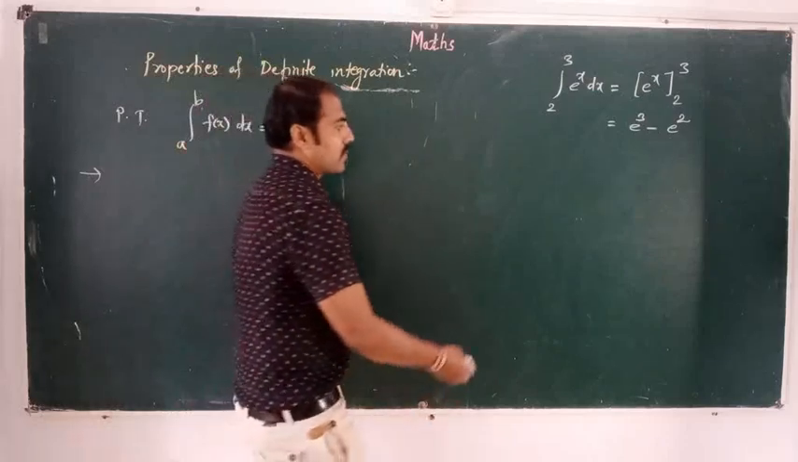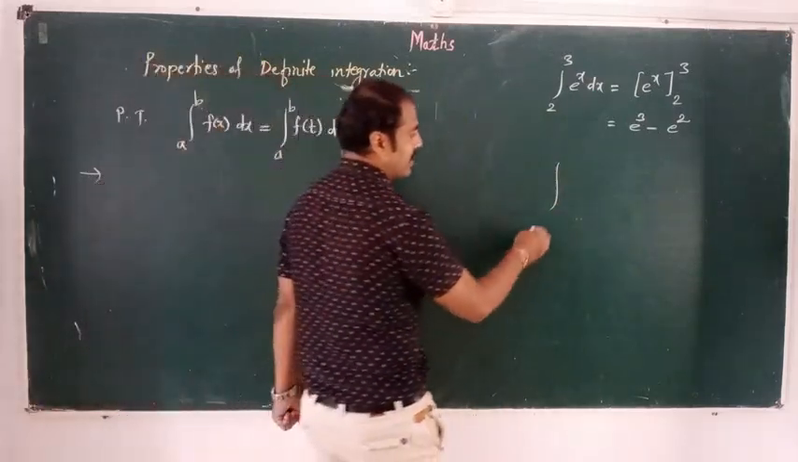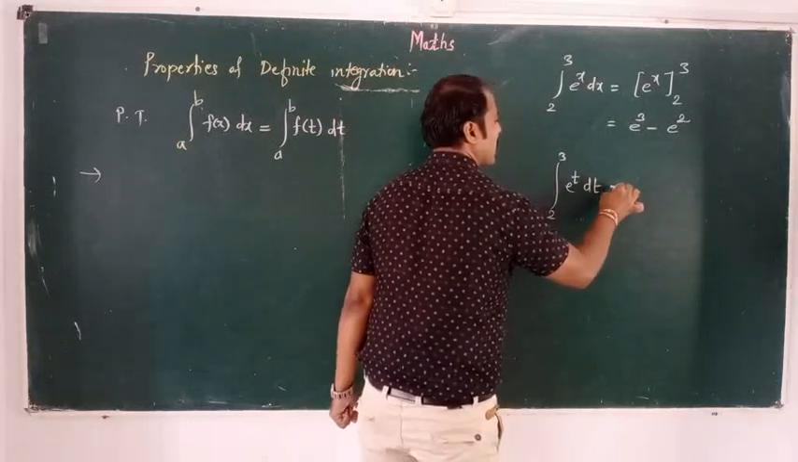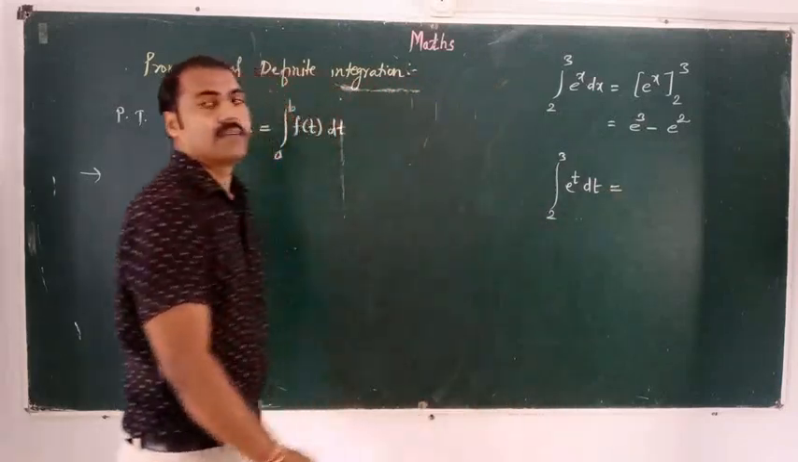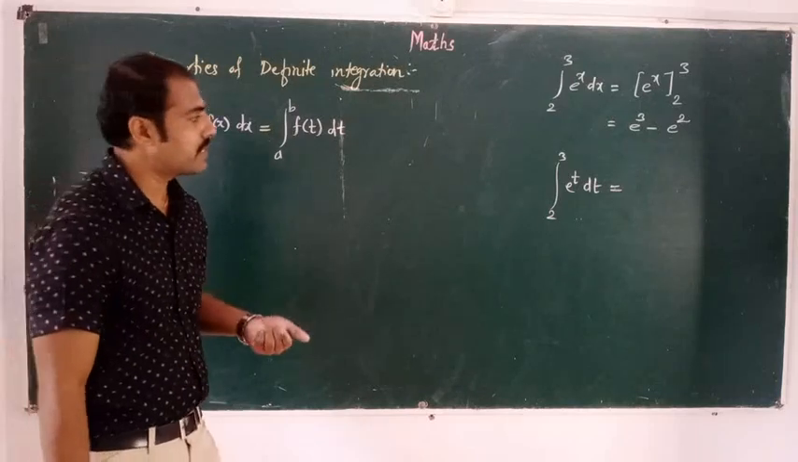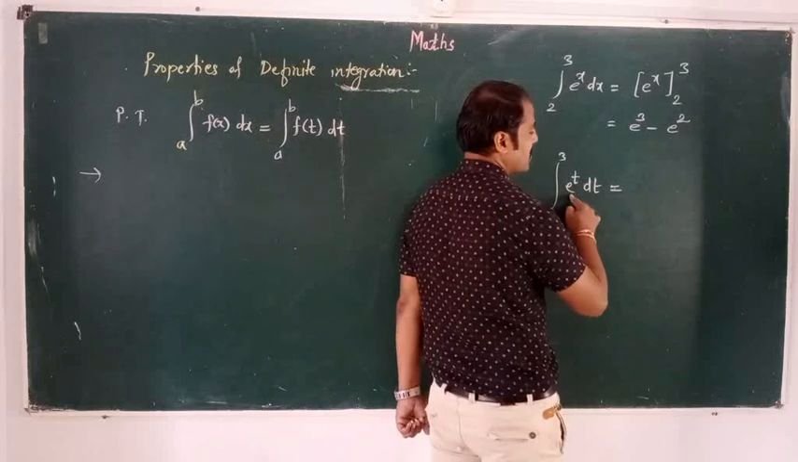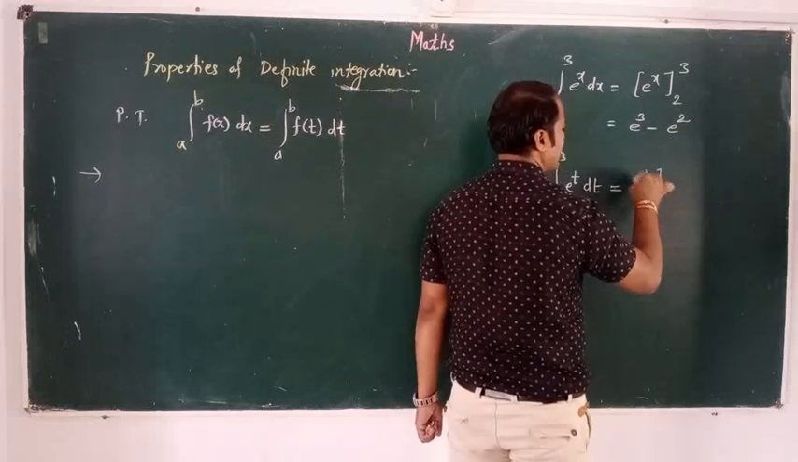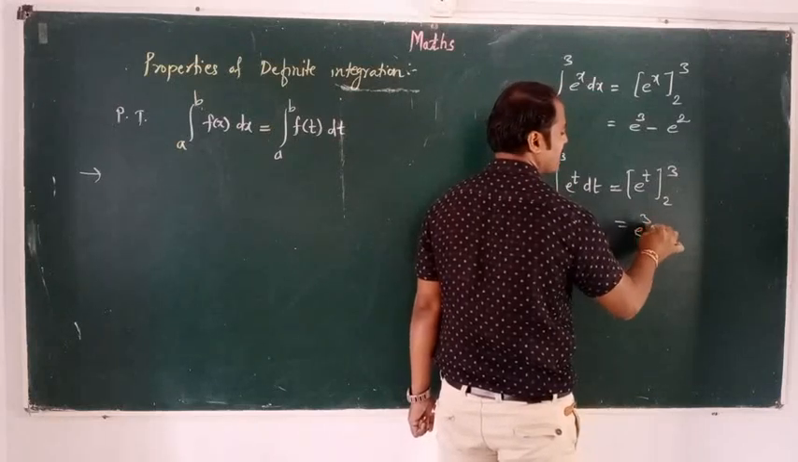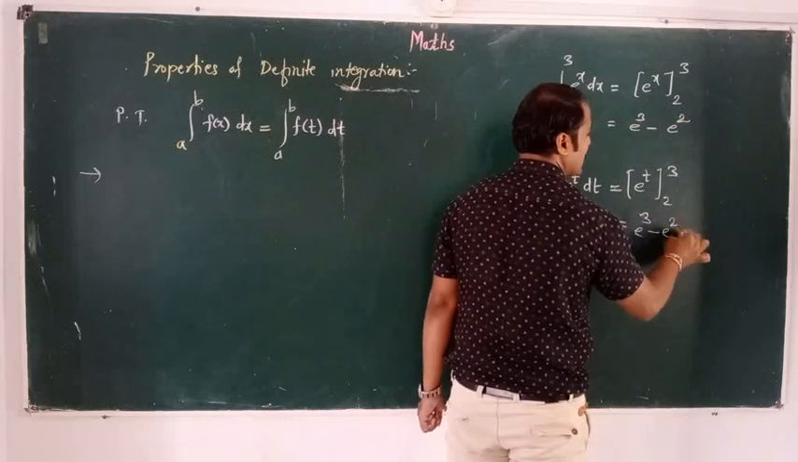Now check another example. Integration 2 to 3 e raised to t dt, which is equal to, we are changing the variable x to t, then what happens? The integration of e raised to t is e raised to t, value of the primitive from 2 to 3: the value of the primitive at the upper limit e raised to 3 minus the value of the primitive at the lower limit, that is e raised to 2.